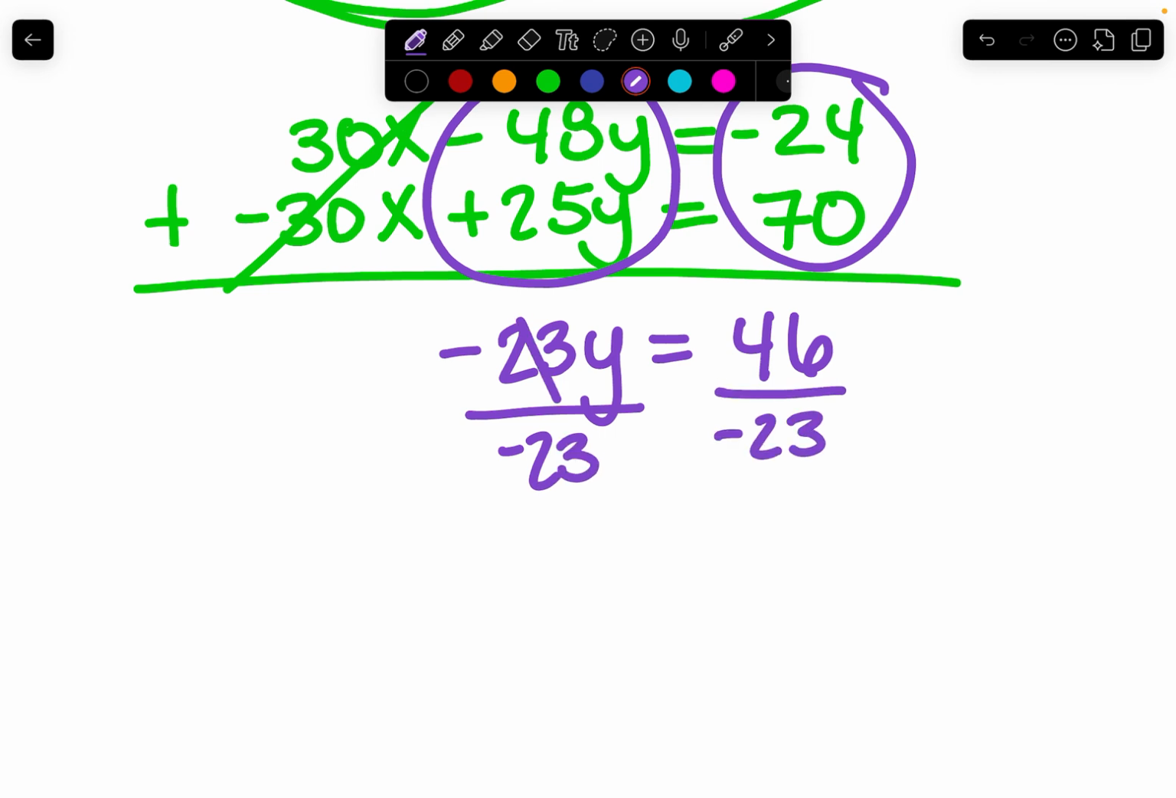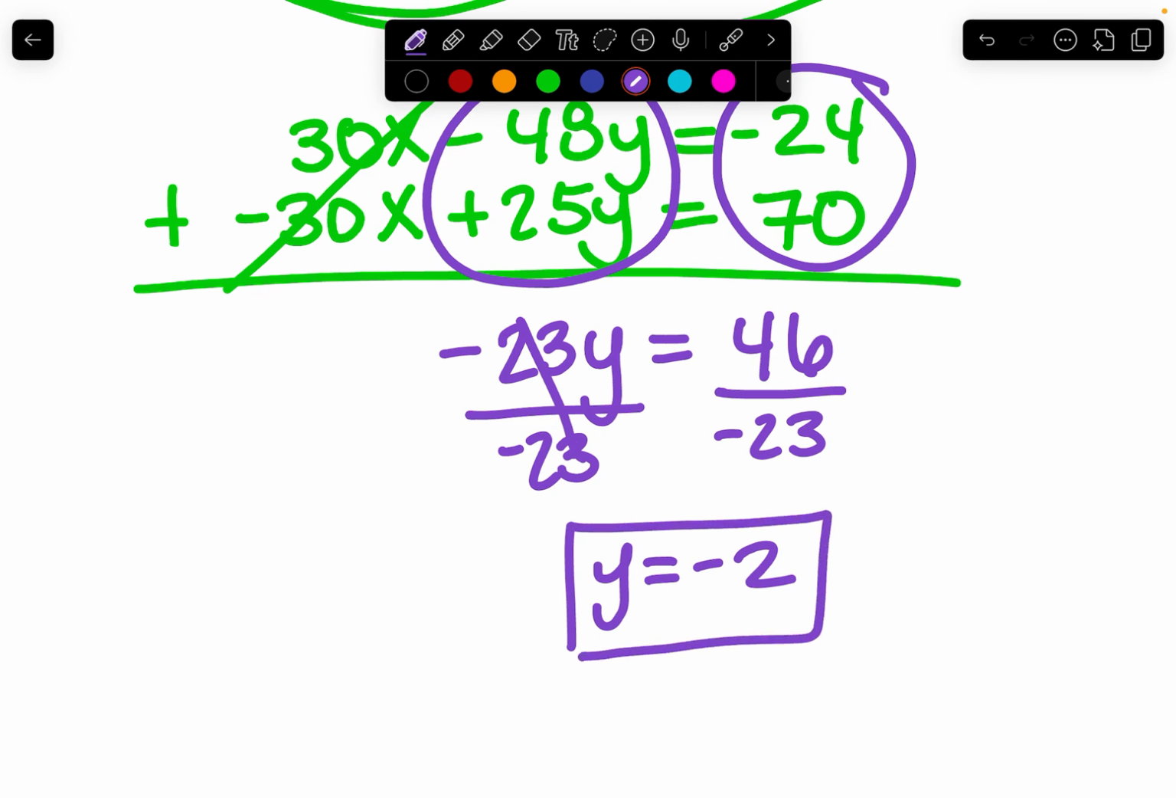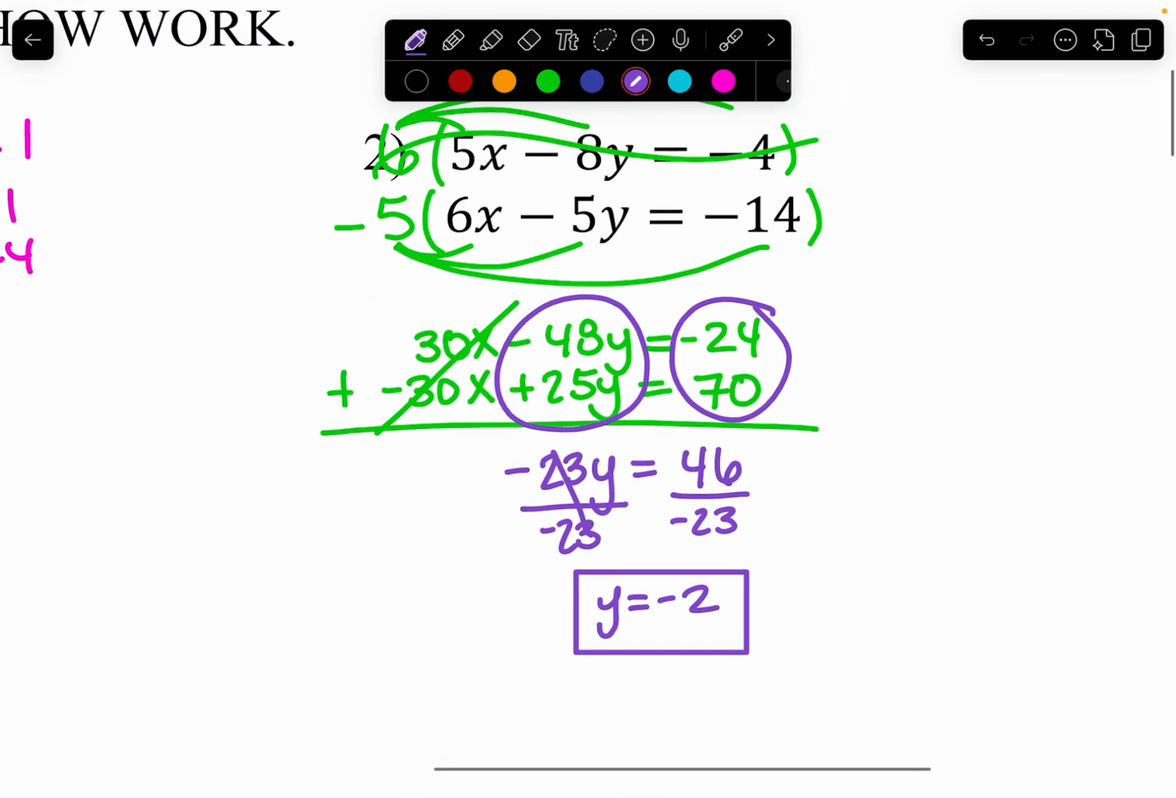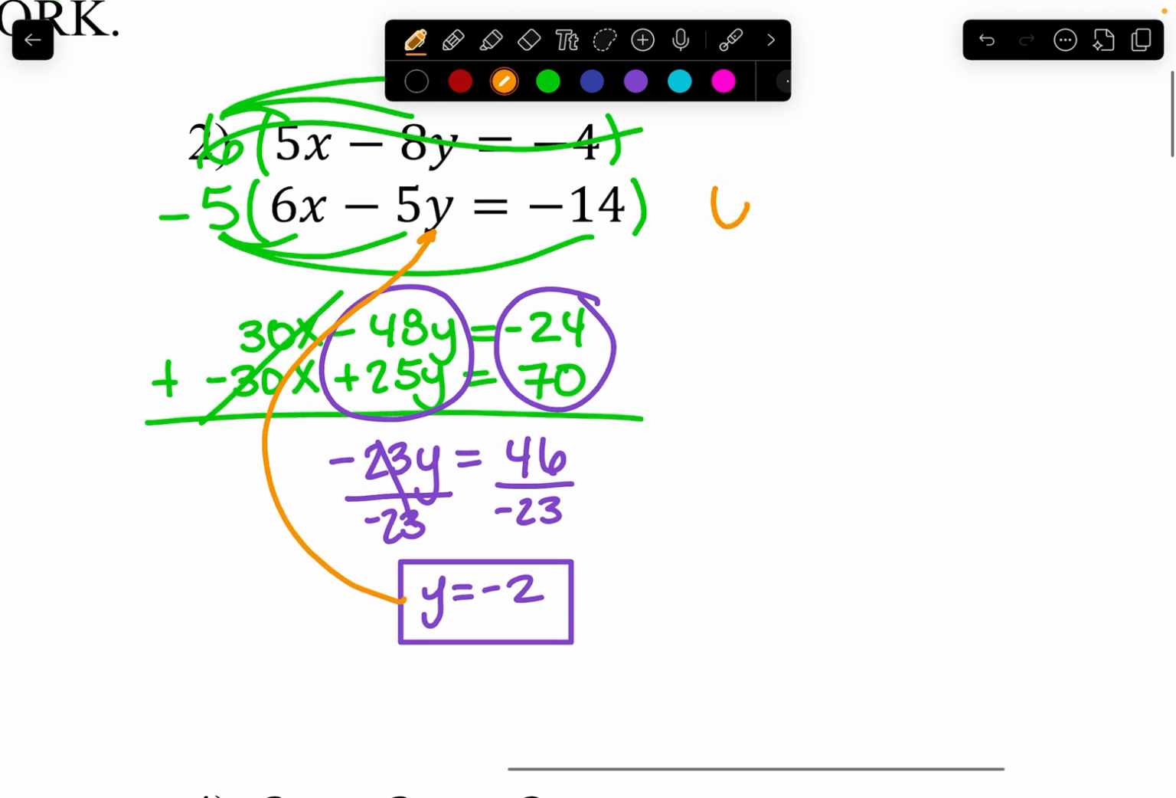We're going to divide by a negative 23, and we get that y is equal to negative 2. Now, just like with our first equation, in order for us to solve for x, we have to plug that back into one of our 4 equations that we have. And it doesn't matter where you plug it in. I think I'm going to plug this in up here to this equation. It just looks the nicest. I don't know. Again, it doesn't matter. You should get the same answer.